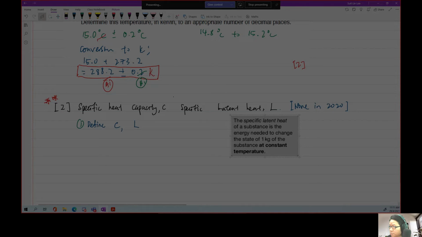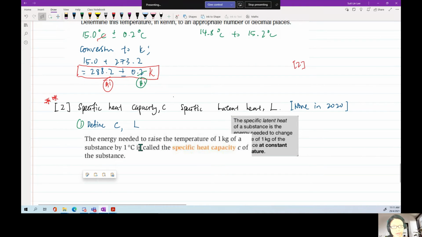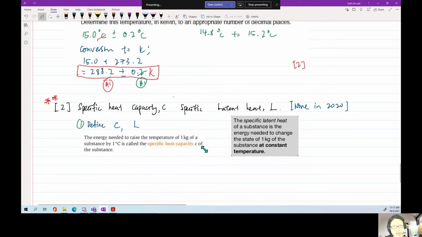And for specific heat capacity, this is the energy needed to raise the temperature of 1 kg of substance by 1 degree Celsius. Okay, so this is the definition for C. This is the definition for L.